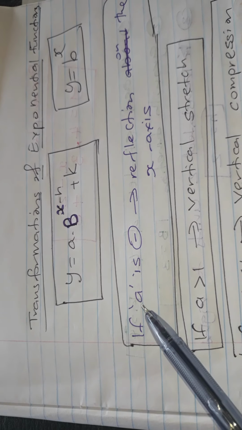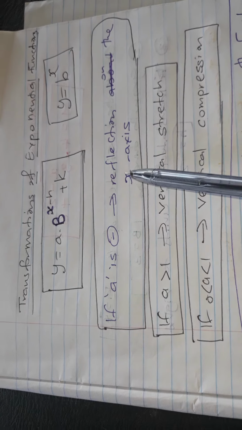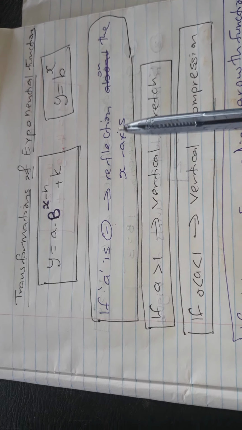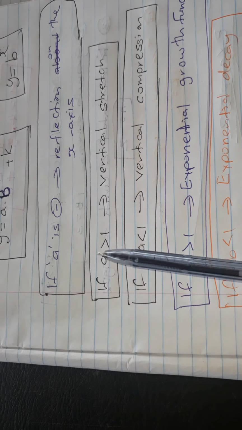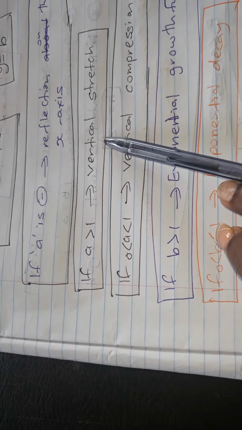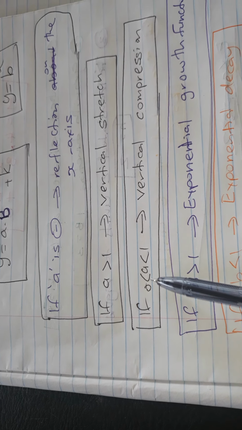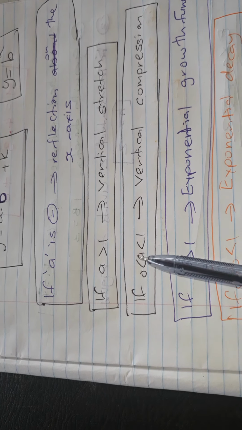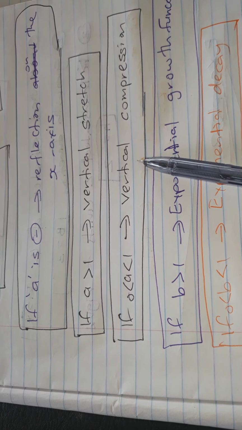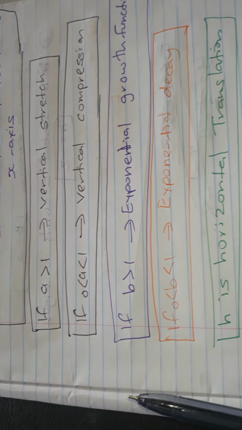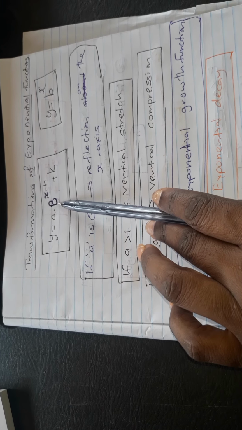Okay, if a is a negative value, the graph will be reflected on the x-axis. If a is a positive value greater than 1, more than 1, it's a vertical stretch. If a is a fraction value or a decimal value which is supposed to be between 0 and 1, it is a vertical compression. Right? Next, let's look at the value for the b.